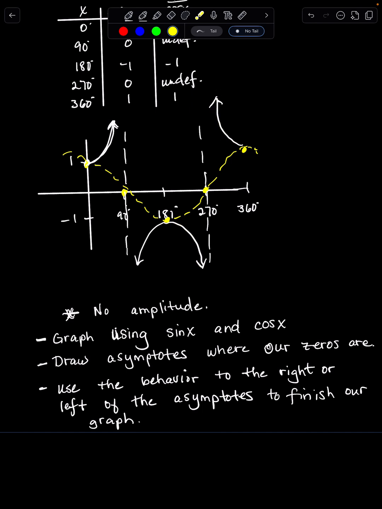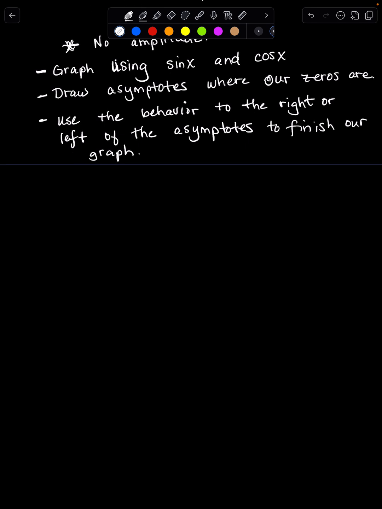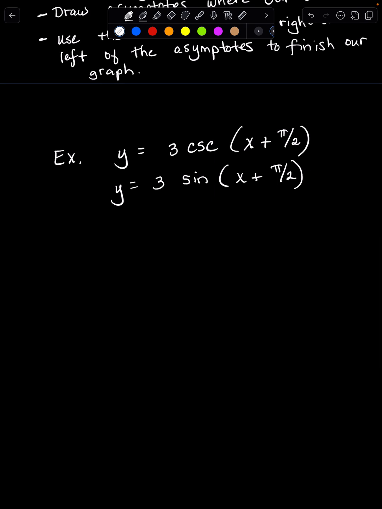So let's do an example here. Let's use the example y equals 3 times the cosecant of x plus pi over 2. So this is what I'm talking about. I'm going to graph this just like it were y equals 3 times the sine of x plus pi over 2. So I'm going to go through this whole process. I'm going to pick my 5 points, I'm going to graph it, and then I'll show you how we use the asymptotes to finish our graph.